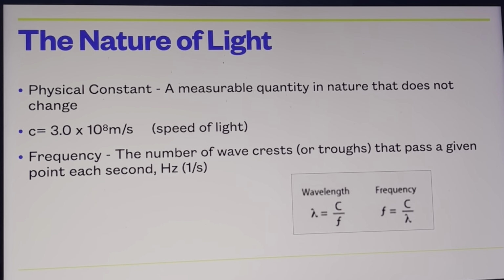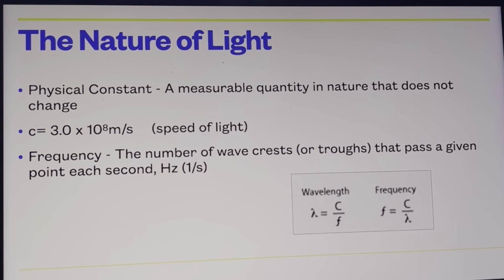Each physical constant has its own symbol. The symbol for the speed of light is c. When we say that c equals 3.0 times 10 to the 8th meters per second, we are giving you the speed of light. You do not need to memorize this number. We will always provide you with any physical constants you need to solve the assigned problems.